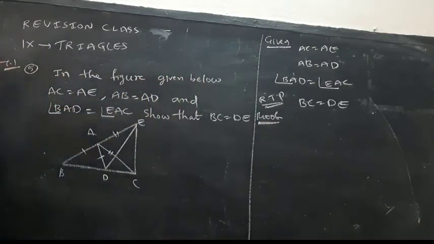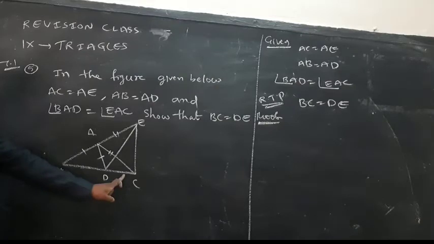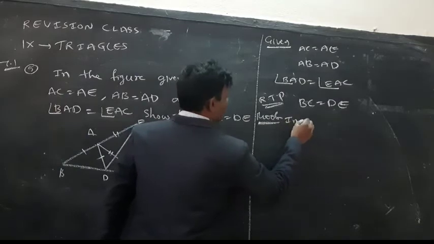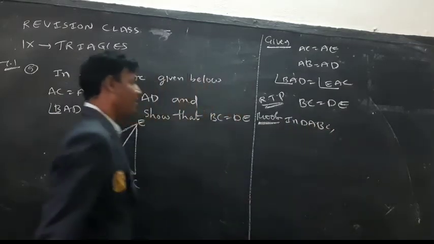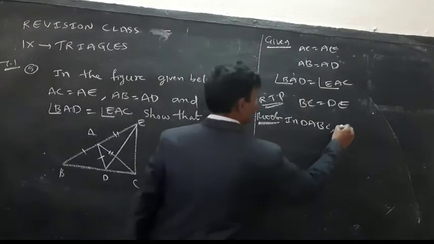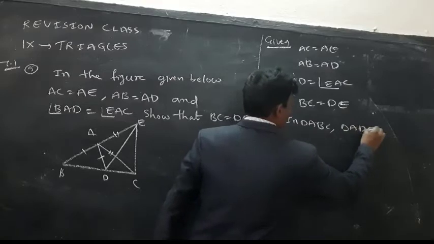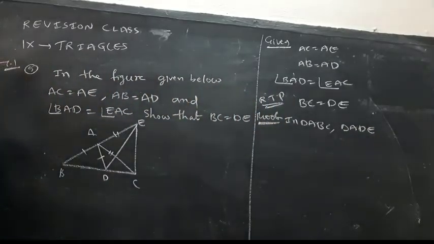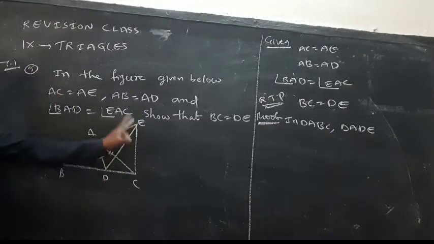In the proof, what am I doing here? I am taking two triangles. What are the triangles? First of all, ABC is one triangle. Second, I am taking ADE. So here I am taking two triangles. What are the names of the triangles? ABC is one triangle, ADE is the other.